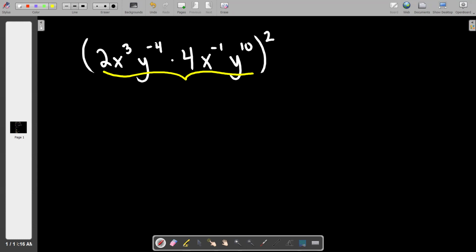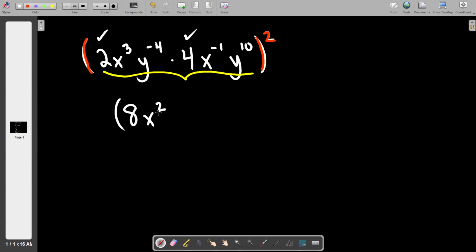So forgetting everything on the board that is in red, let's ignore it, and let's just do the math inside the parentheses. What will we get? What is 2 times 4? Now do your x's. How many x's will you get? X to the 2. And we get that because we're adding the exponents together.